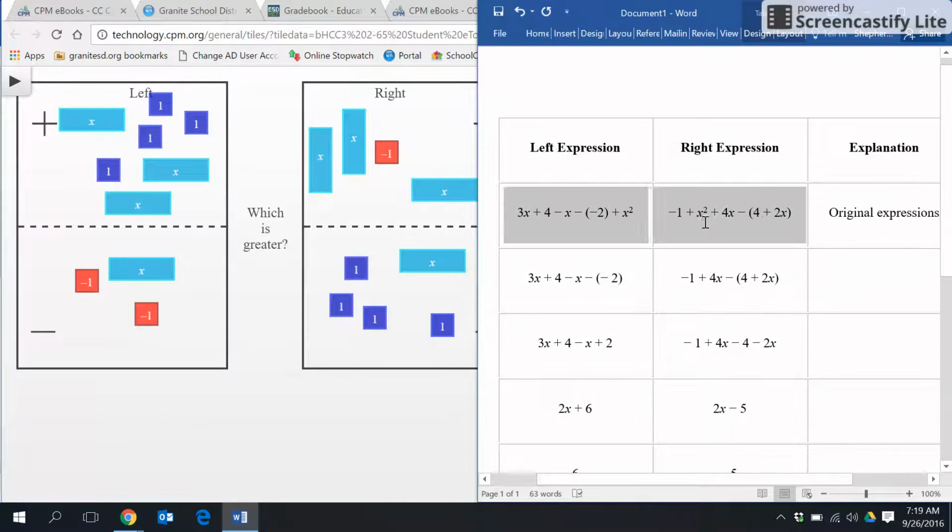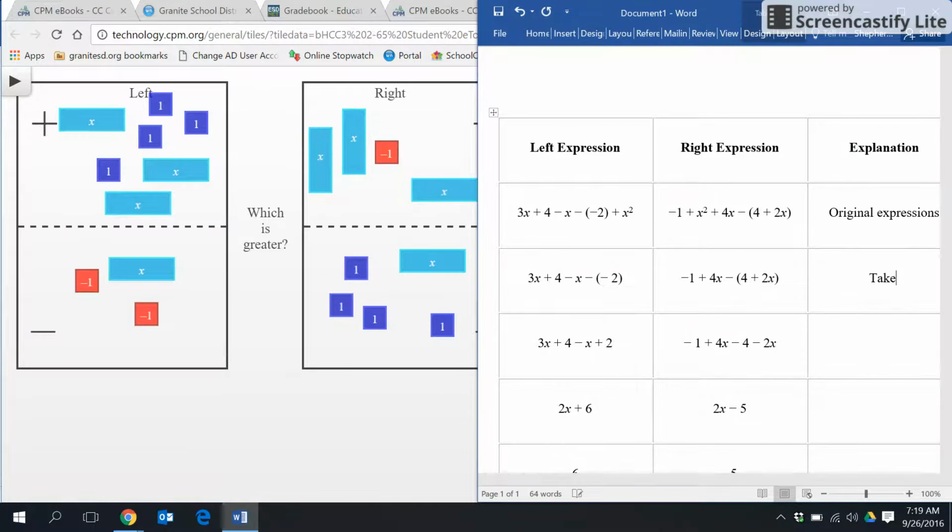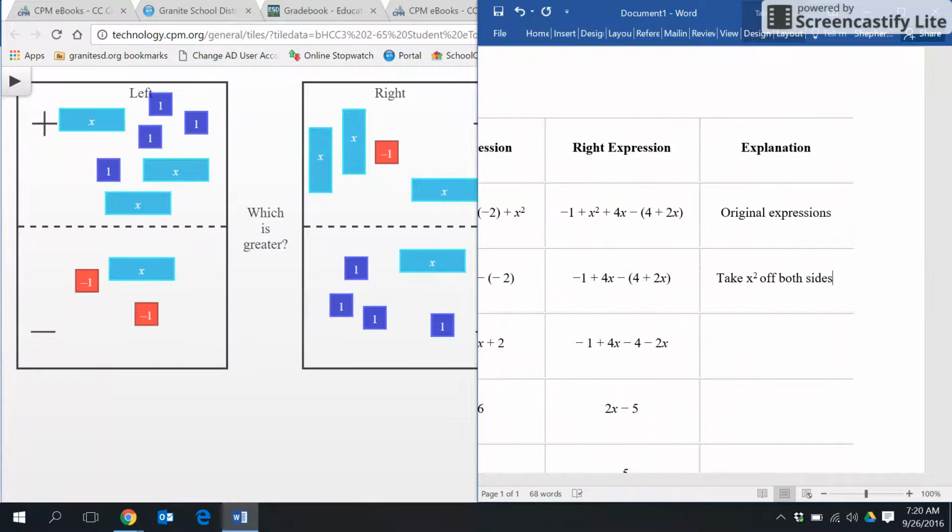So we started out with these two equations. These were the original expressions. Now after I took off those x squareds, you'll notice x squared from here is now gone. X squared from here is now gone. What I can say over here for my explanation is that I'm taking x squared off both sides.